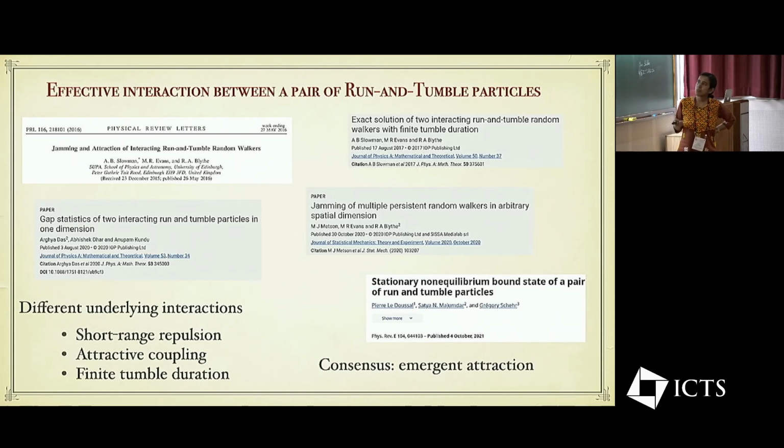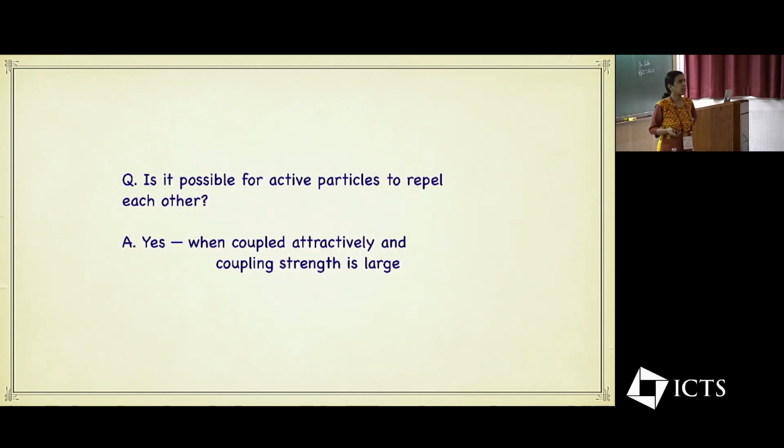Later, this was studied in various other settings by Anupam, Abhishek, Shradha, Gregory, and other people, who showed that in various contexts, in presence of repulsion, in presence of attractive coupling, in presence of finite tumble duration, a general picture emerges: these particles tend to attract each other. So there is an emergent attractive interaction. The question we are going to ask today is, is it true that they always attract each other, or is it possible that active particles also repel in some context? The answer is yes, and somewhat counterintuitively, they can repel each other when they are very strongly attractively coupled.